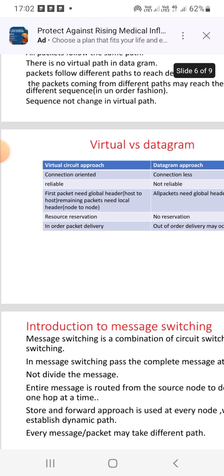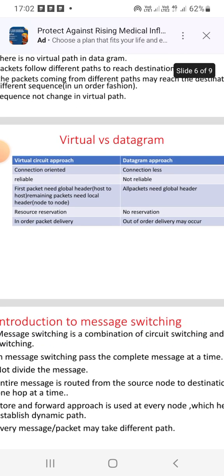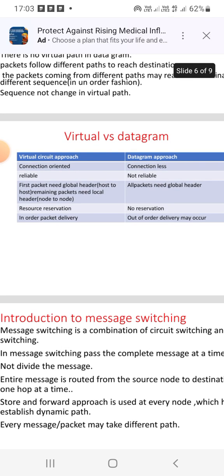What is the difference between the virtual circuit approach and the datagram approach? The virtual circuit approach is connection oriented and reliable. The datagram approach is connectionless and not reliable. In the virtual circuit approach, the first packet needs a global header, host to host, and the remaining packets need only a local header. In datagram, all packets need a global header.